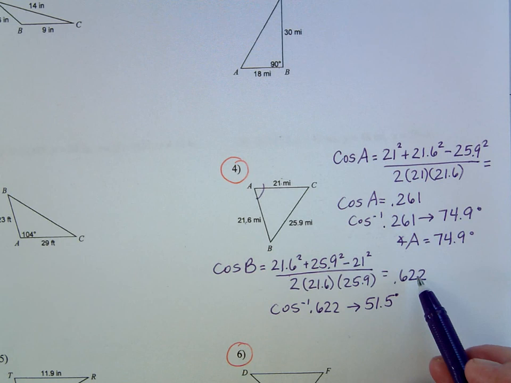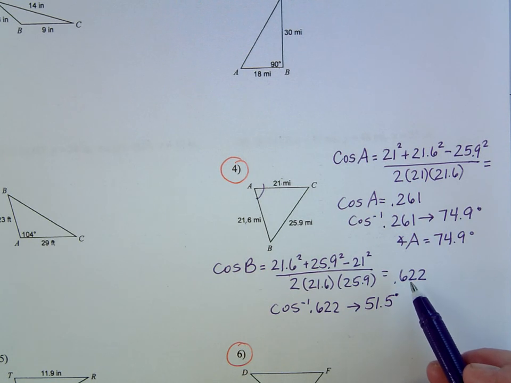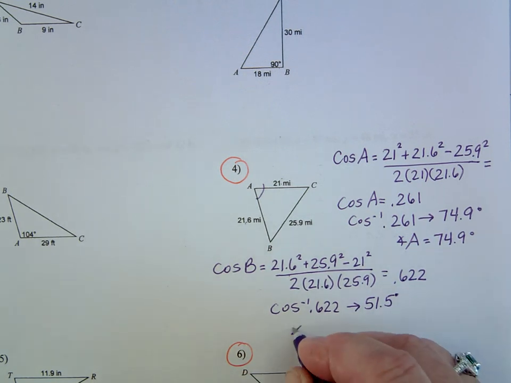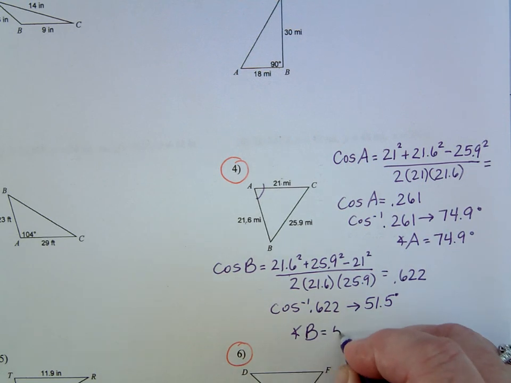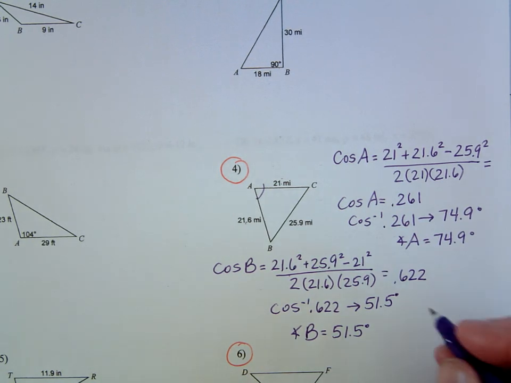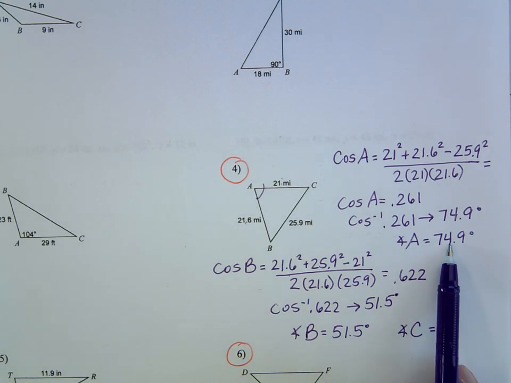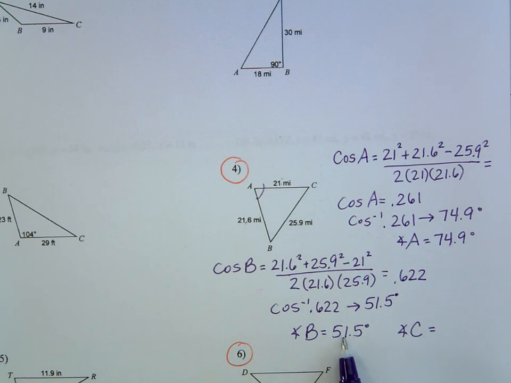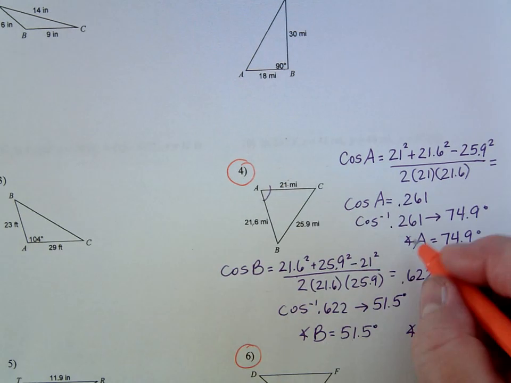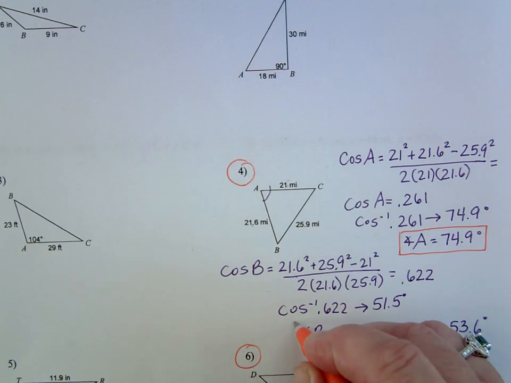Again, cosine would be positive in the first and fourth. If it were in the fourth, it'd be too big. So your answer is just what the reference angle is. Angle B is 51.5. And you say, well, geez, I know what a triangle adds up to. It adds up to 180 degrees. So to find angle C, you're going to take 180, subtract away 74.9, subtract away 51.5, and angle C comes out to be 53.6 degrees, and you have just solved that triangle. You've got all the sides that they gave you, and you've got all of the angles as well.